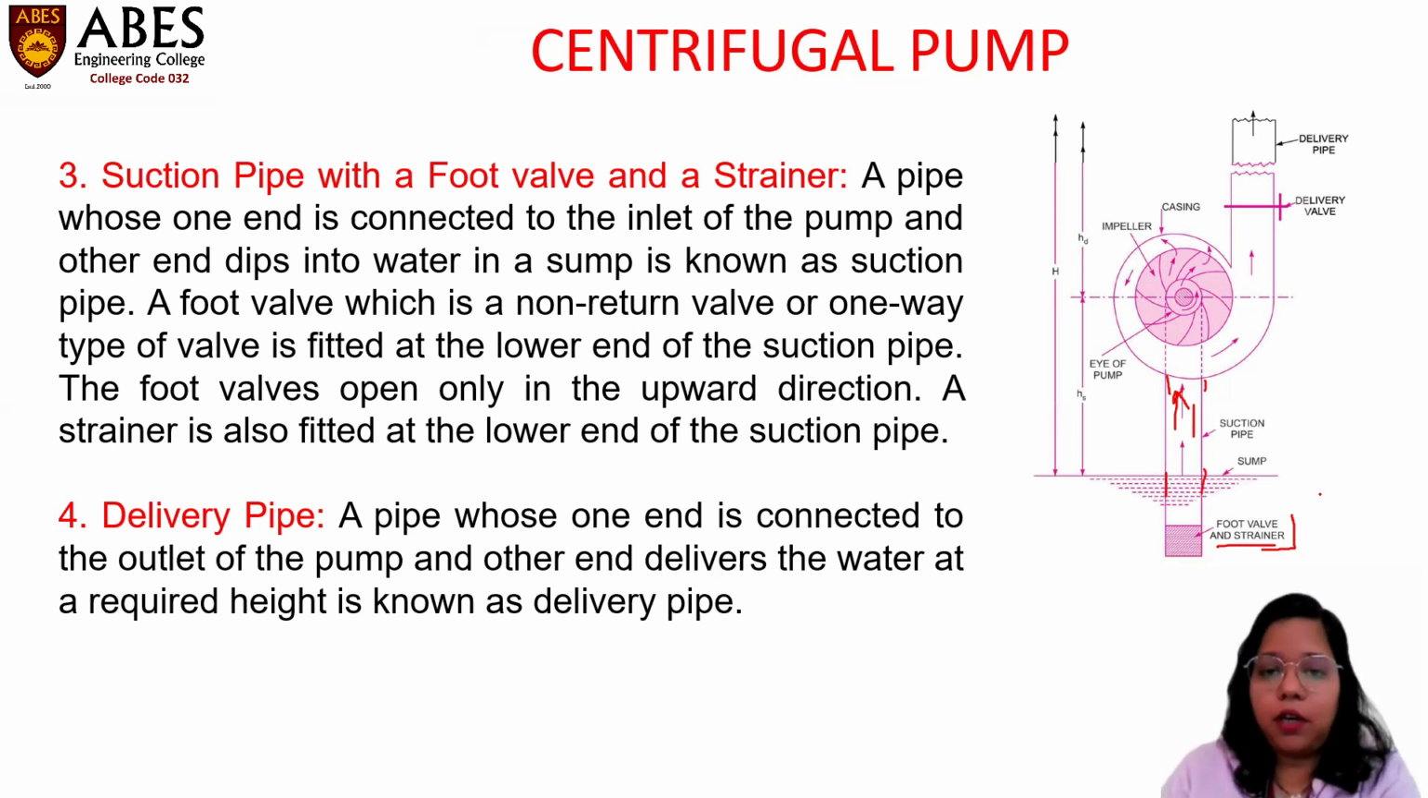A foot valve, which is a non-return valve or one-way valve, is fitted at the lower end of the suction pipe. The foot valve opens only in the upward direction. A strainer is also fitted at the lower end of the suction pipe so that the dirt can be strained there. The next part is the delivery pipe. A pipe whose one end is connected to the outlet of the pump and other end delivers the water at the required height is known as the delivery pipe. This is the delivery pipe. One end is connected at the pump outlet and the other end is at the delivery location.